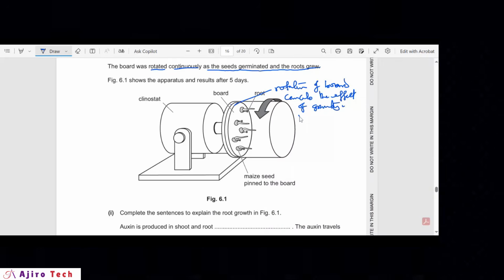So these seedlings continue to grow without bending. Right? We continue to grow straight, without bending. Why? Because the concentration of auxin here will be the same.